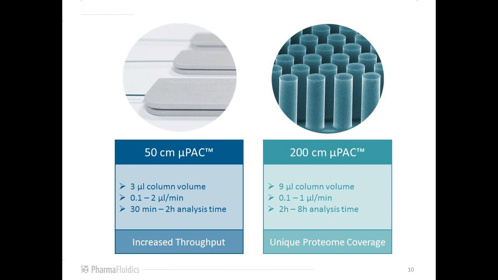To serve those who are aiming at comprehensive proteome coverage, PharmaFluidics offers a 200 centimeter long µPAC column with a volume of 9 microliter and a respective flow rate ranging from 0.1 to 1 microliter per minute.